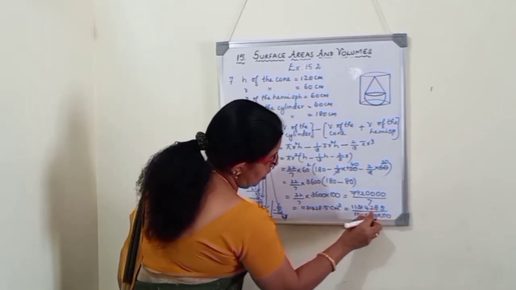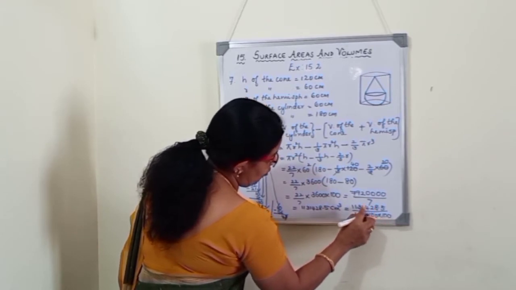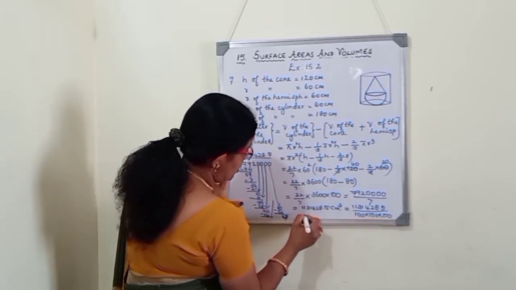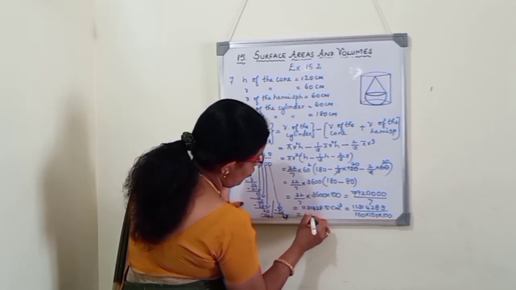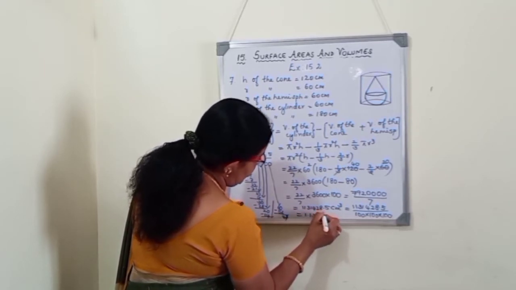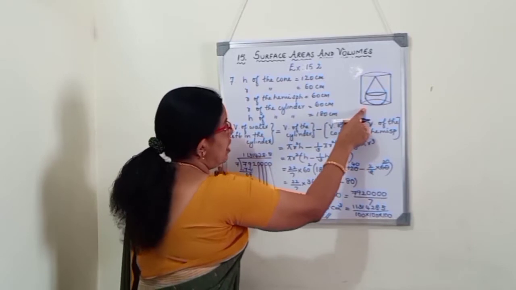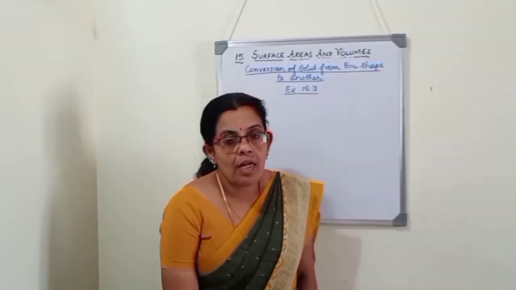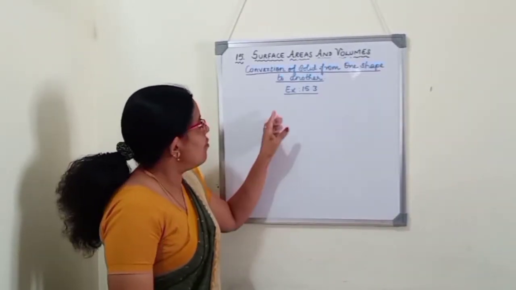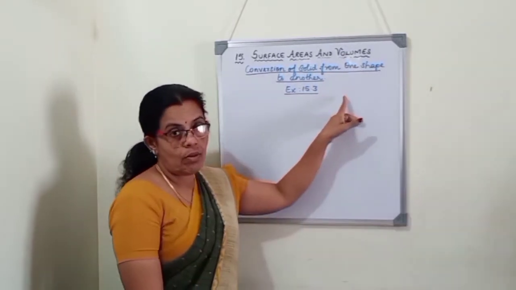So that 6 digits will move left. 1, 2, 3, 4, 5, 6. Final answer we can write as 1.131 meter cube is the volume of the water left in the cylinder. Now we will move on to the next topic, conversion of solid from one shape to another.